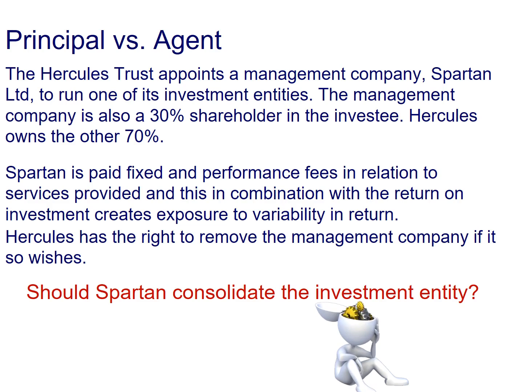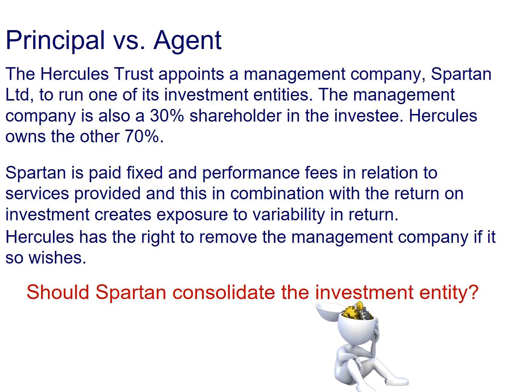Its decision making will ultimately affect the amount that it gets, both through its performance fees as the management company, as well as an investor that would be earning dividends from the returns of the investment. However, it's that last bit over there that says that the 70% shareholder has the right to remove the management company if it so wishes, which is what this whole issue of agent and principal is all about.